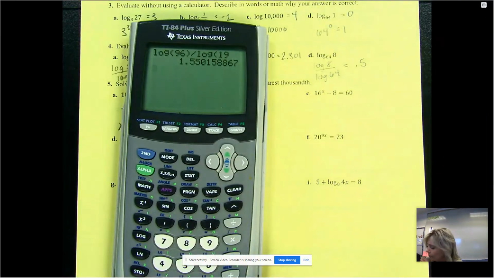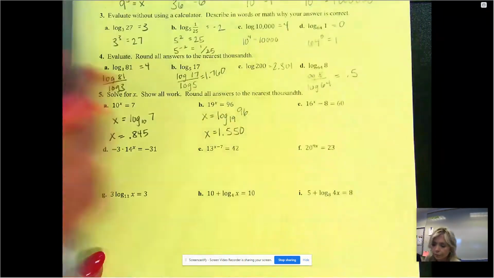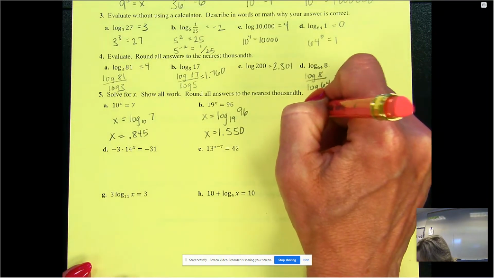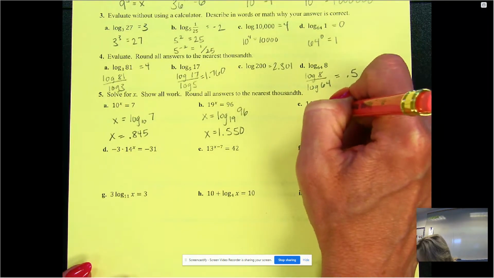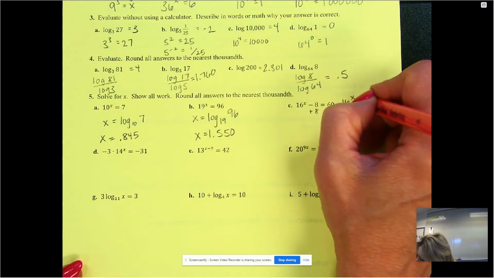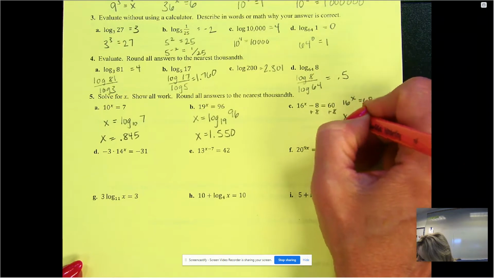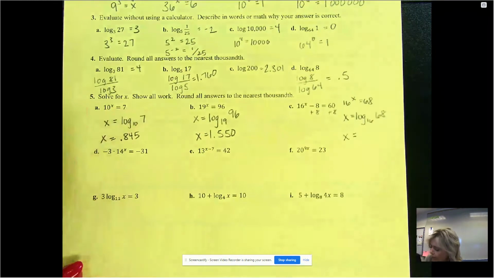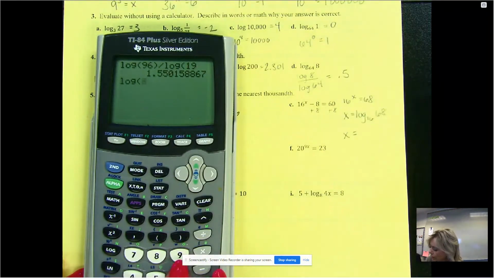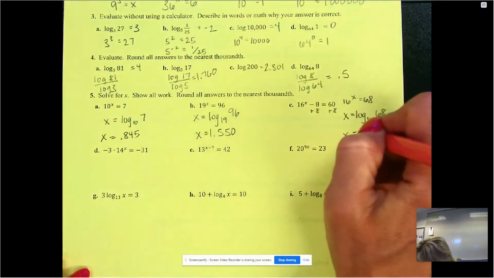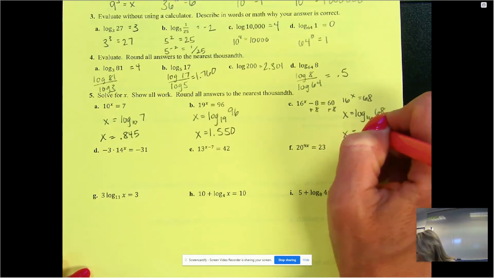And C, before getting started on C, you need to get 16 to the x by itself, and you do that by adding the 8 since it's currently being subtracted. So we have 16 to the x equals 68, so x equals log base 16 of 68. And so that's going to be the log of 68 divided by the log of 16. 1.522.